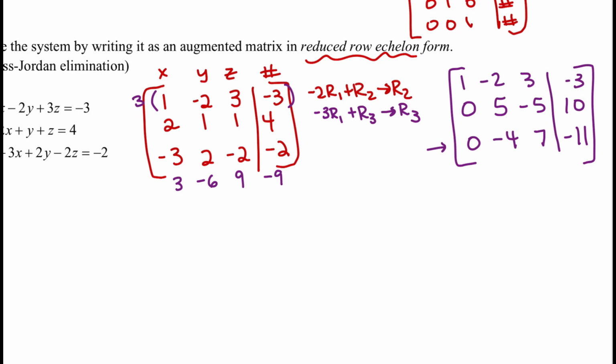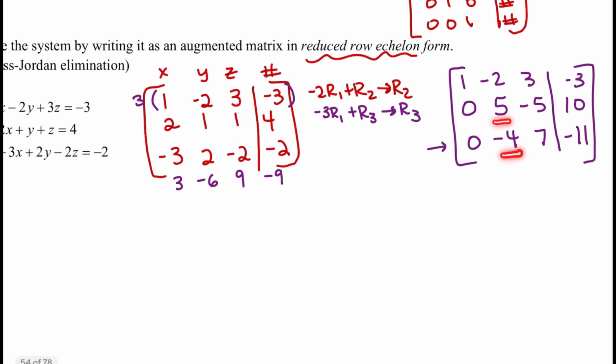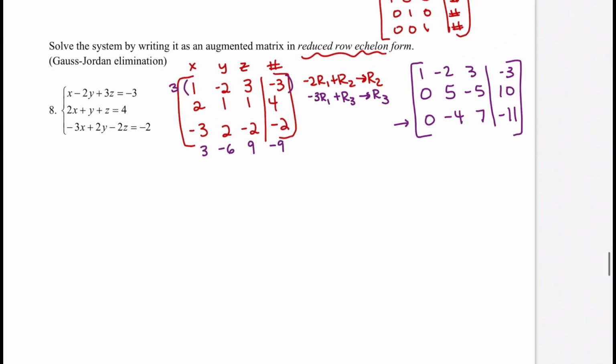Okay, now we have a couple of options. So we took the 1, got zeros below it. Now I need a 1 in this position. A few different ways we could do it. We could take 5 minus 4 will give us a 1. So we could do row 2 plus row 3 to give us our new row 2. Or I'm noticing these are all divisible by 5. So what I'm going to do is just take 1/5 times row 2 will give me my new row 2. Okay, so you could have done it either way.